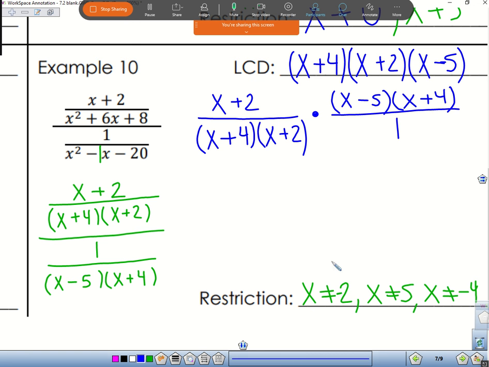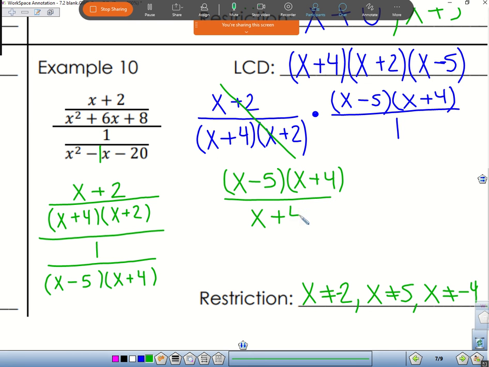Now, once you get to that stage, you're going to cancel anything out that can be canceled. So right away, can we cancel anything out before we even multiply here? The x plus 2. Now we're going to multiply across. That's going to give us x minus 5 times x plus 4 all over 1 times x plus 4, which is just x plus 4.